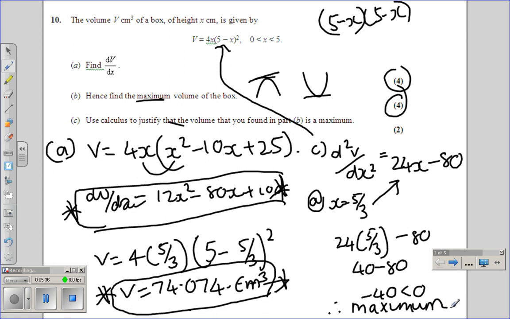If you're not sure as to why negative values in the second derivative give a maximum and positive values give a minimum, then just go and ask me or somebody else why. I won't go through it here, but if you just remember, it's the opposite to what you think. So that's A, B and C, 10 marks. That's the difference between a grade. Quite easy for the last question.